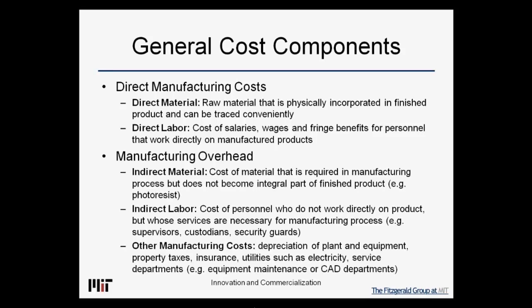Overhead includes indirect costs, such as material that's used in the manufacturing process but doesn't actually become a part of the finished product. Also, indirect labor is part of overhead. That's the cost of people who don't work directly on the product per se, but whose services are necessary for the manufacturing process to occur. Then there are other manufacturing costs, including depreciation of equipment, property taxes, utilities, and other costs which are necessary for the manufacturing processes to occur.